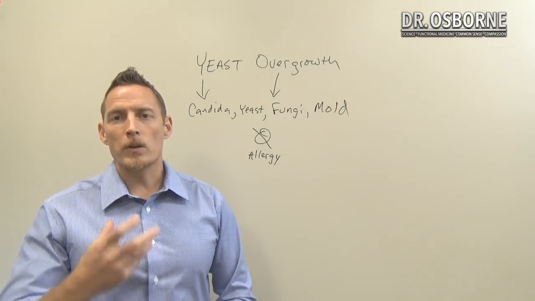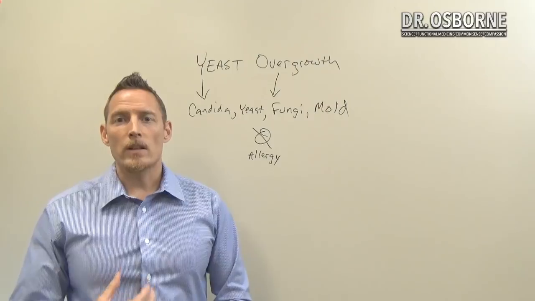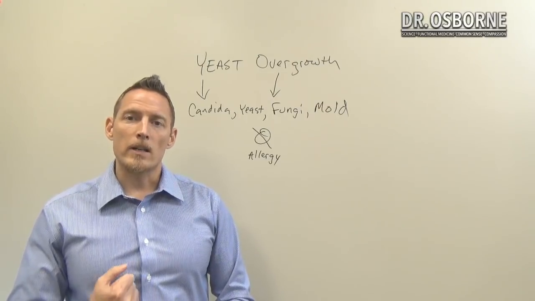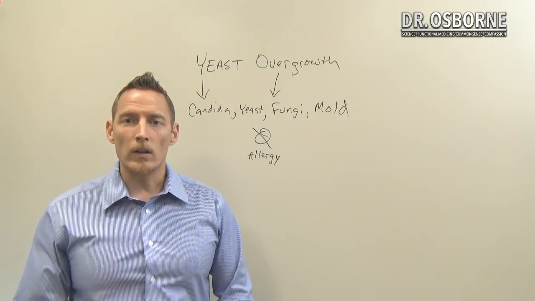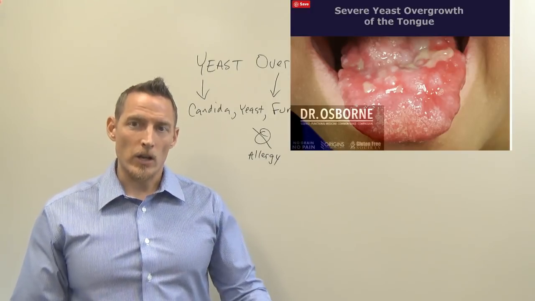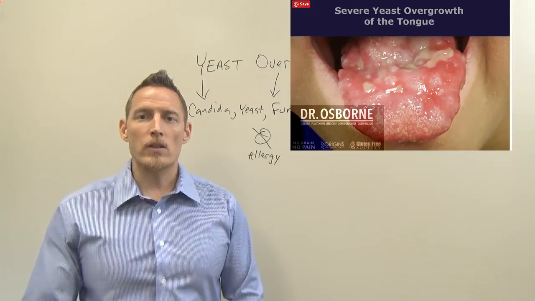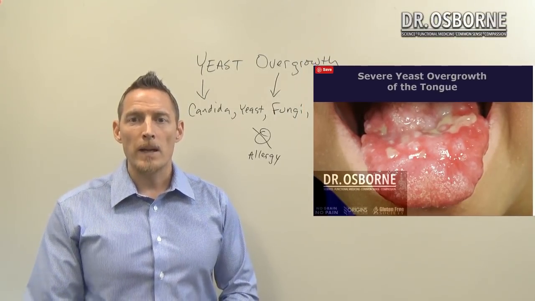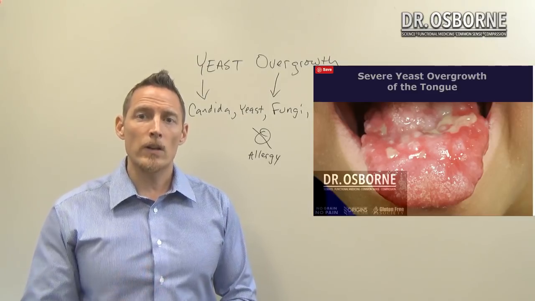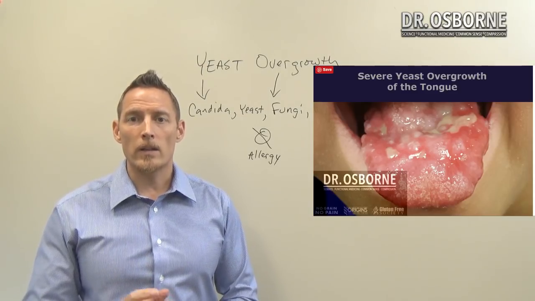So yeast overgrowth can occur on the skin, it can occur on the tongue, it can occur vaginally for females, it can occur for men as well. In the groin area, jock itch would be one of the manifestations. Again, we got that picture up for you now, so those of you who want to take a look, you can, at what a major yeast overgrowth, and this is a very severe one, looks like on the tongue.